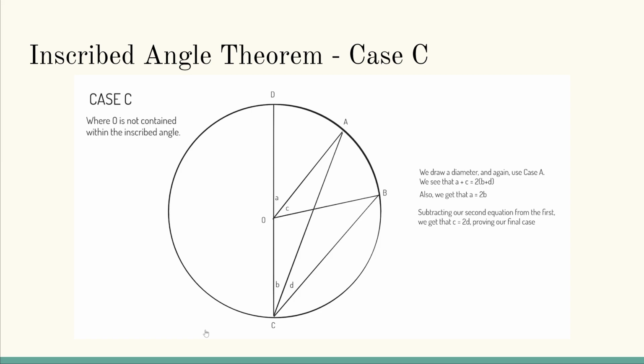We also have case C, where O is not contained within the inscribed angle ACB. So we draw a diameter again, but this is more like case B, but instead of adding, we subtract. So we get A equals 2B, and A plus C equals 2 times B plus D. Then subtracting, we get that C equals 2 times D, and this basically proves our final case.